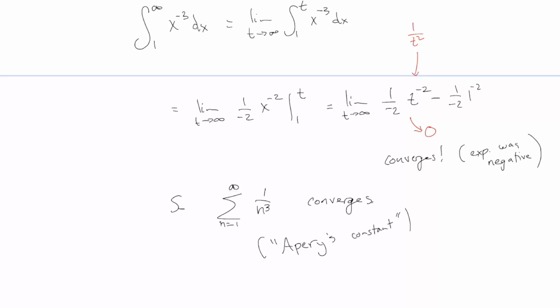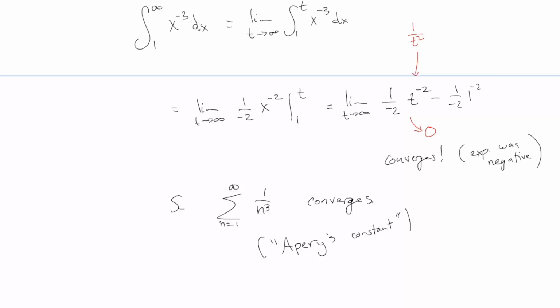Very strange. The moral of the story is when you do these 1 over n to some power, you just get some weird number, and there's no telling what that weird number may be. Sometimes it's pi squared over 6. Sometimes it's just some crazy number that has no other expression in terms of anything.